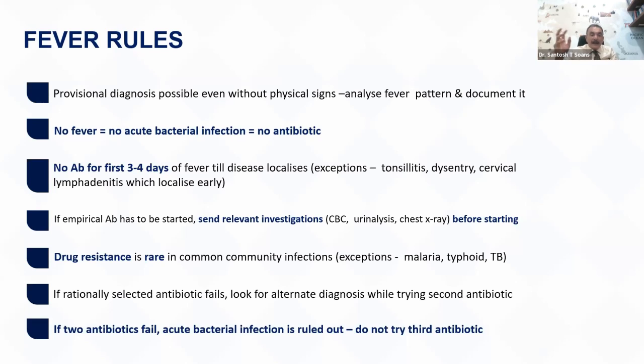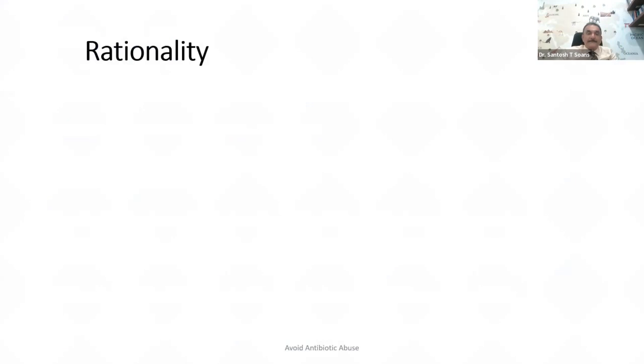Use that. If a rationally selected antibiotic fails, look for an alternate diagnosis rather than using a second antibiotic. If your clinical diagnosis is strong and you feel that it is not improving, think of another diagnosis rather than putting a second antibiotic. If 2 antibiotics fail, acute bacterial infection is ruled out; do not try a third antibiotic. Many times we see prescriptions where the patient keeps getting 5 antibiotics in 2 weeks.